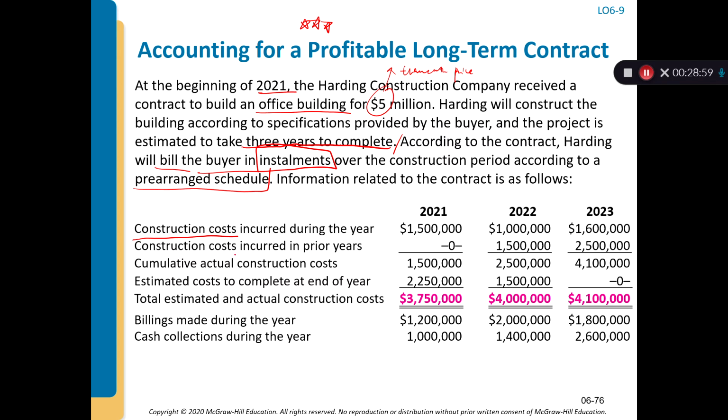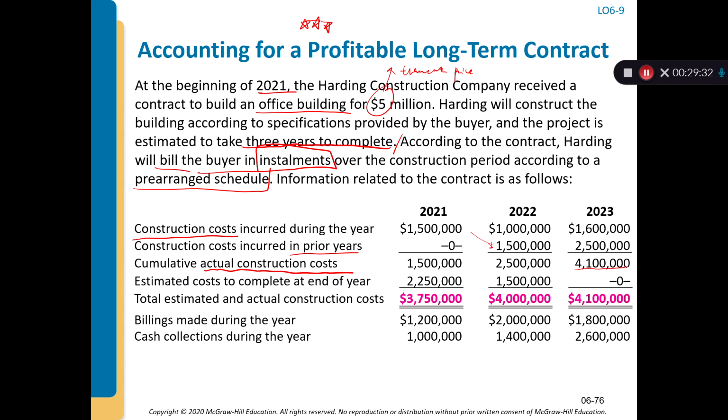The construction costs incurred in prior years for the first year is 0. For year 2 it is 1.5, so this number is right here. For year 3, the costs incurred in prior years should be year 1 plus year 2, which is 2.5 million. Therefore, the cumulative actual construction cost for year 1 is 1.5 million, for year 2 is 2.5 million, and for year 3 is 4.1 million.